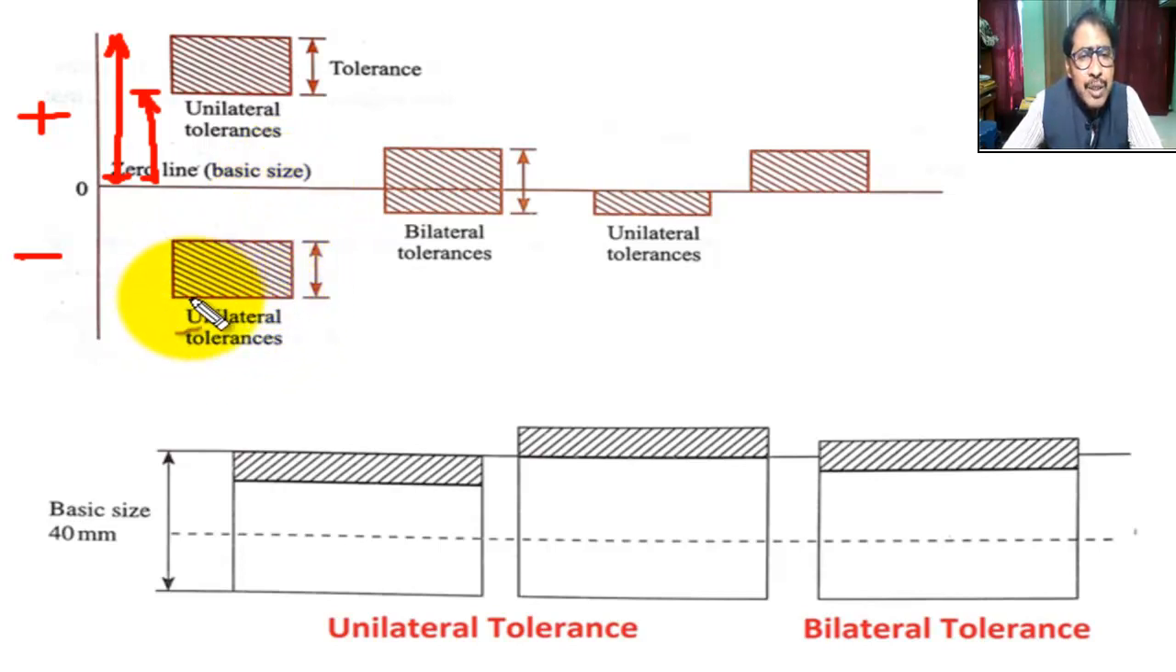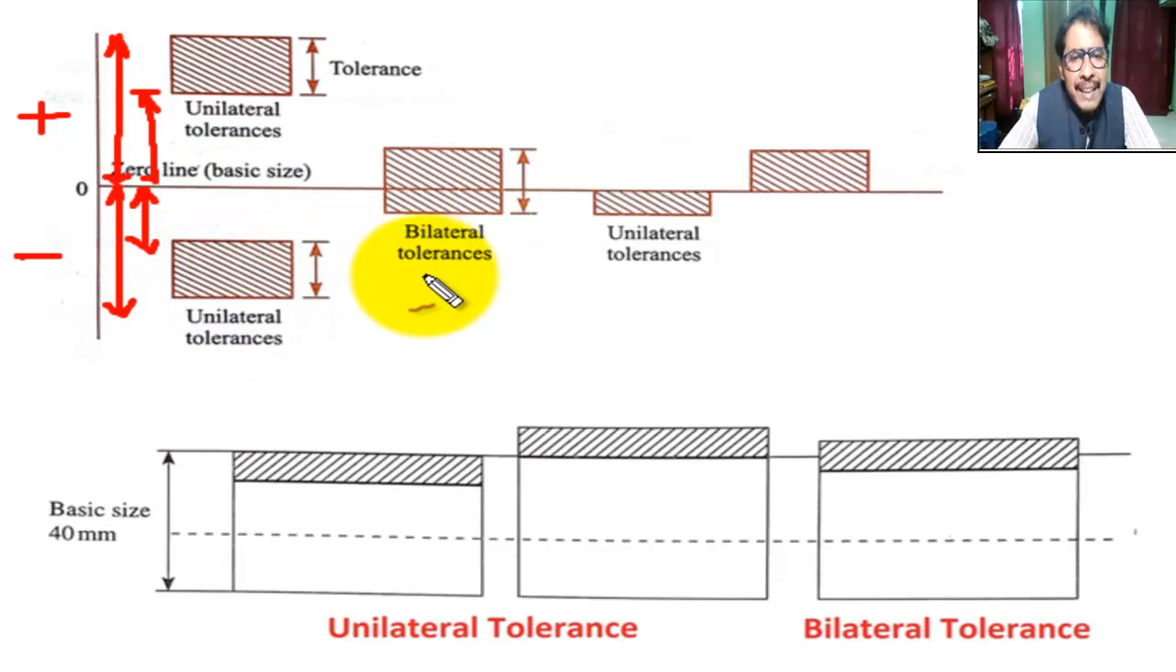Here, this is also unilateral tolerance. This is the upper limit. This is the lower limit. This is the tolerance, but this tolerance is below the zero line or basic size. It is on one side of the zero line.